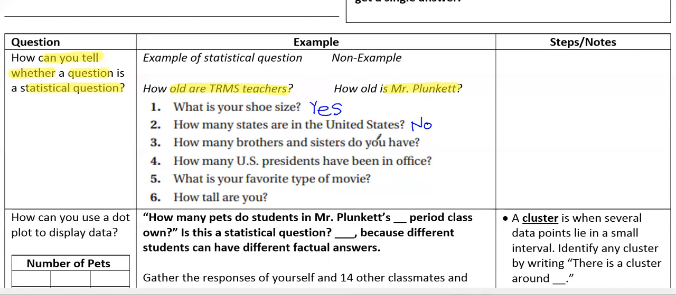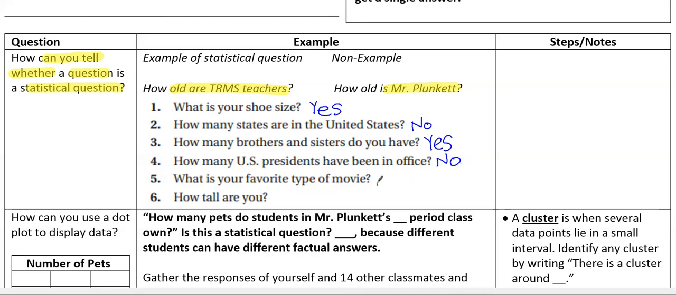How many brothers and sisters do you have? If you ask different people that question, are they going to have the same answer? And the answer is no, they won't necessarily have the same answer. And so we're going to say, yes, that's a statistical question because you'll get many different factual answers. How many US presidents have been in office? Well, there's only one answer to that. Was it 46? 47? I don't remember anymore. 45, isn't it? How many US presidents have been in office? There's only one answer. So is that statistical? No.